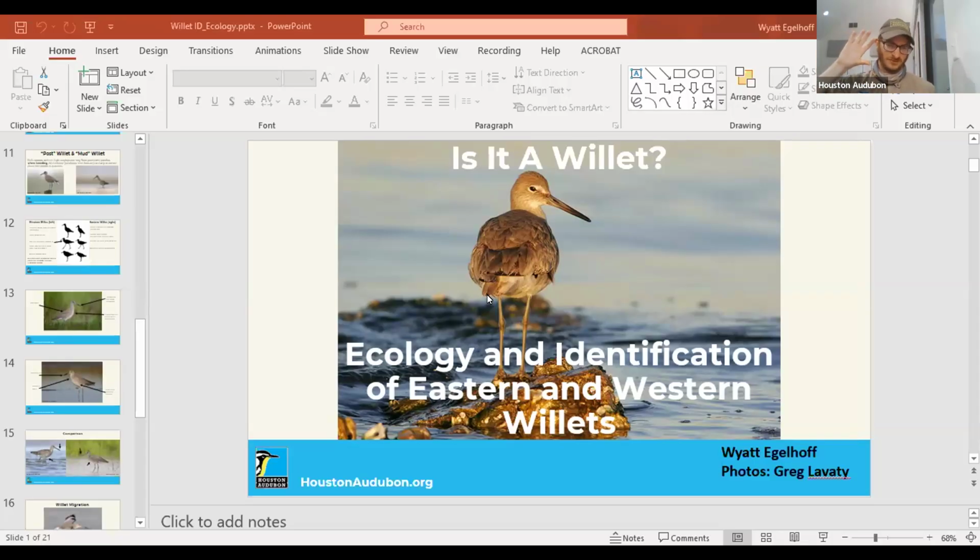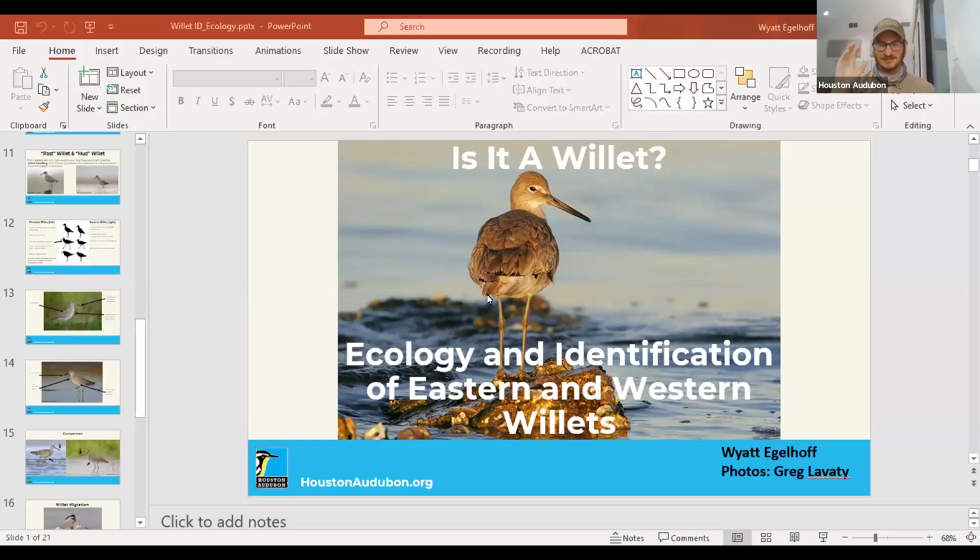So we're going to start out with just, what is a willet? How do we identify willets? What are some features that are consistent for both subspecies? I'm going to get on my soapbox a little bit after that and talk about why I think they deserve attention. Then we're going to get into the nuts and bolts of it.